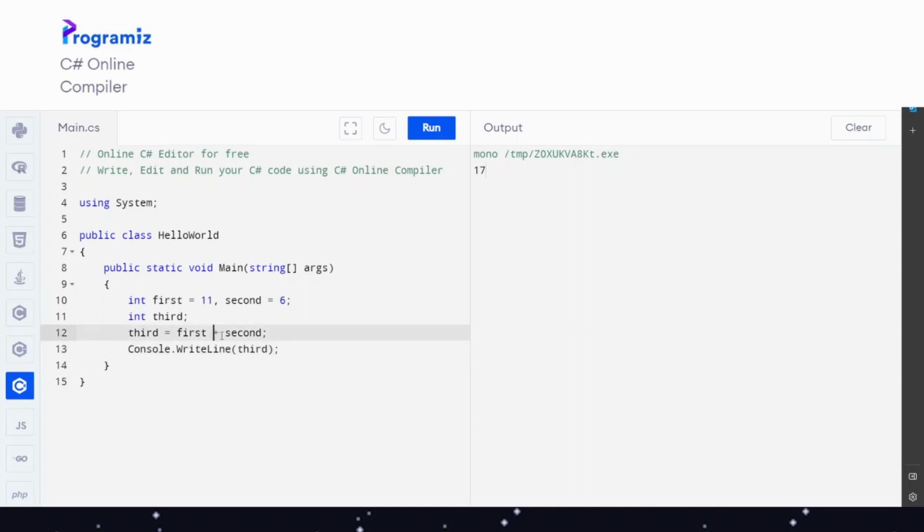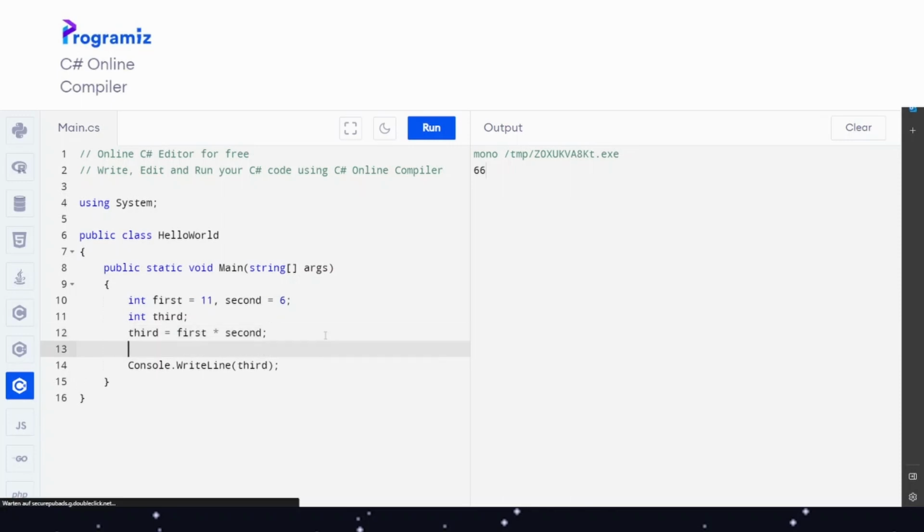As simple as that. You can also do these calculations with other operations like minus and multiplication. So yeah, 11 times 6 is 66. This seems simple, but this is only a small part of the possibilities to create these special calculations which are necessary for modern programming.